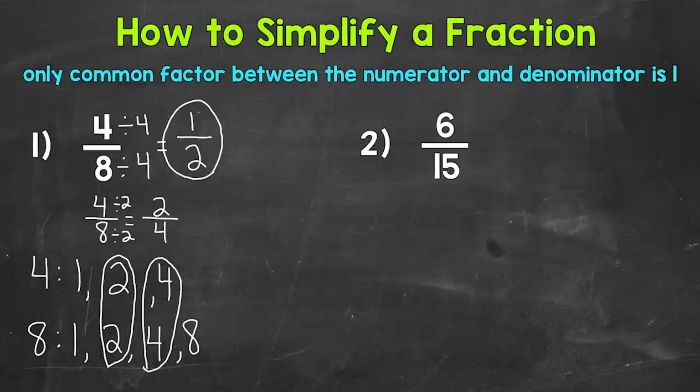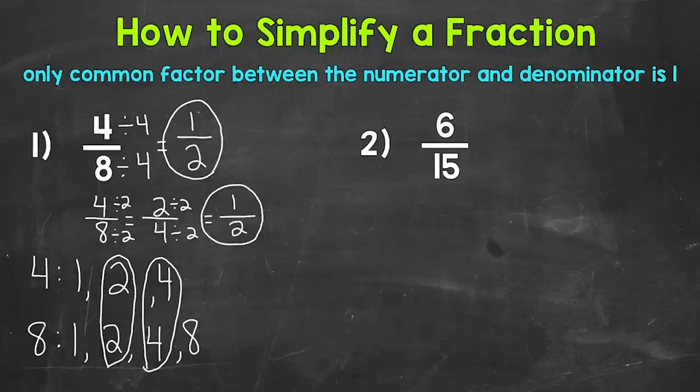But we still have a common factor of 2. So we can divide by 2 again. And we get 2 divided by 2 is 1. 4 divided by 2 is 2. So we get 1/2 that way as well.